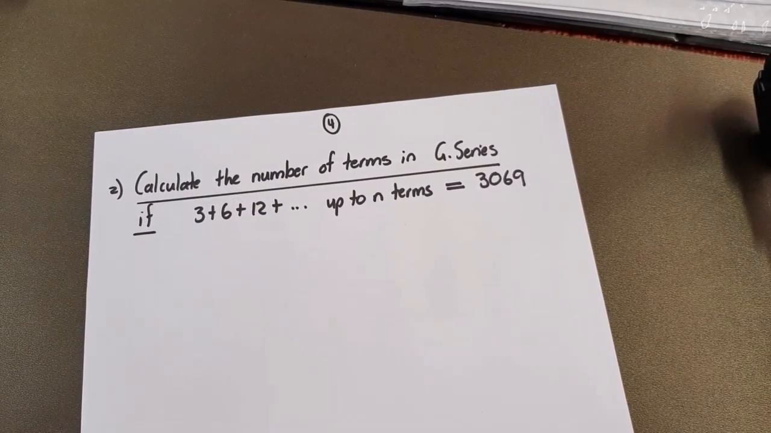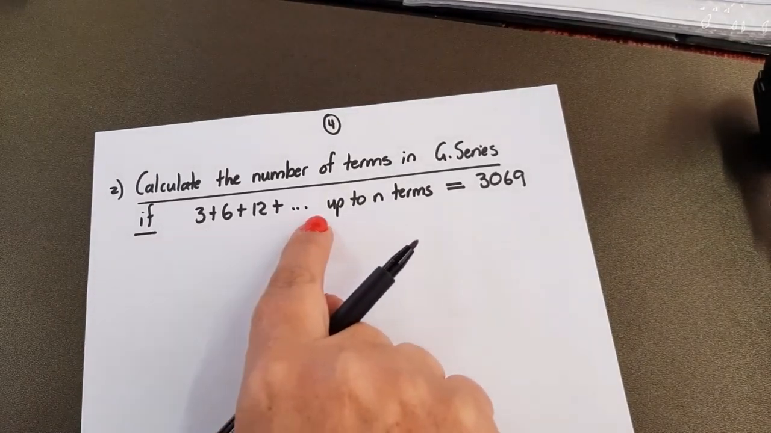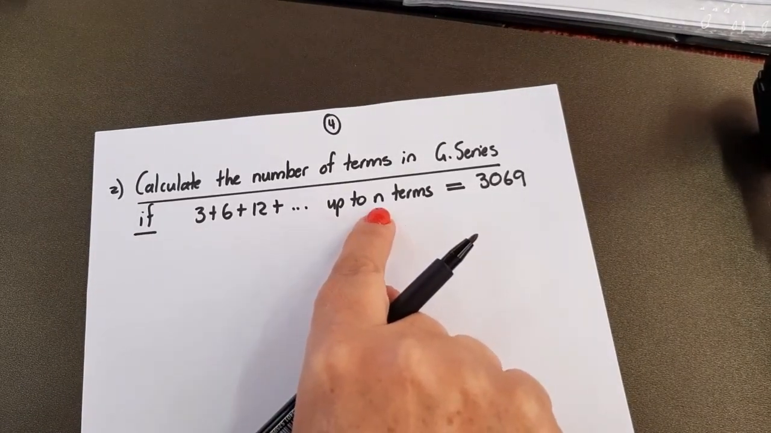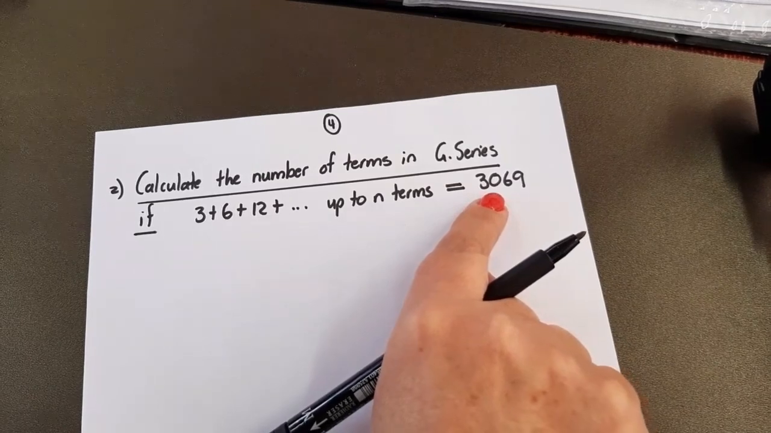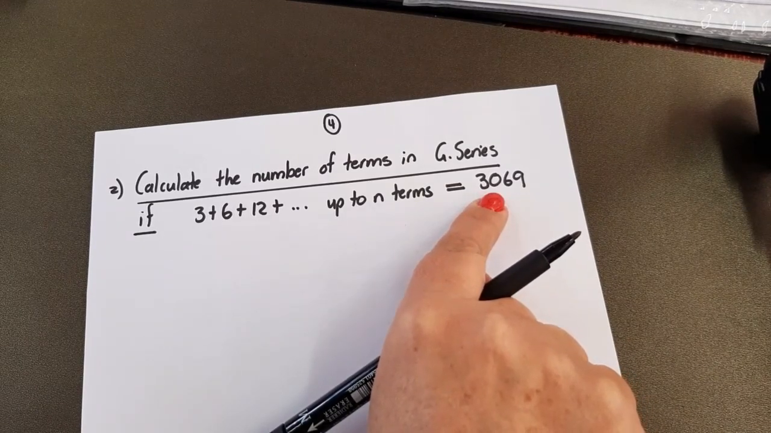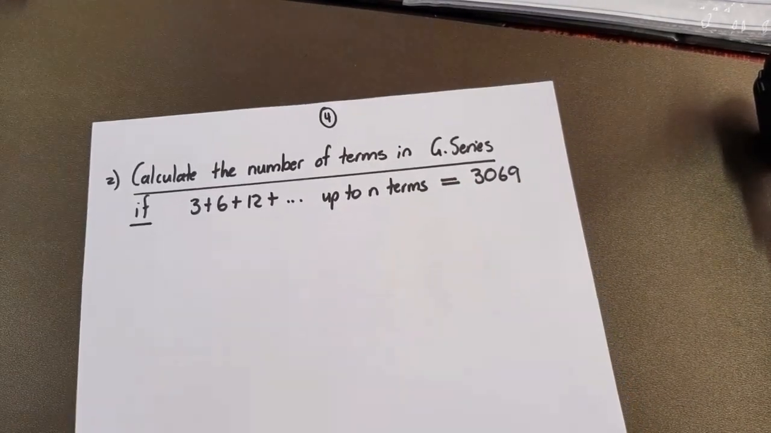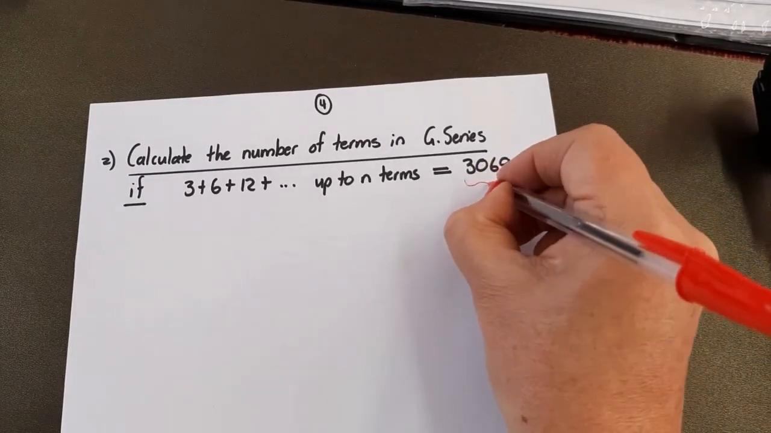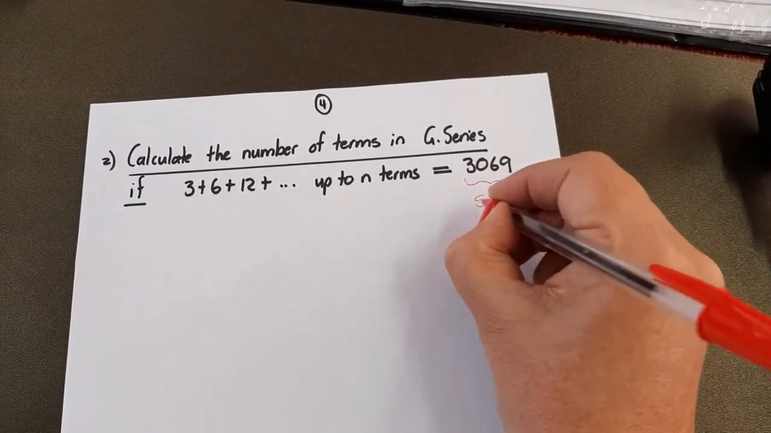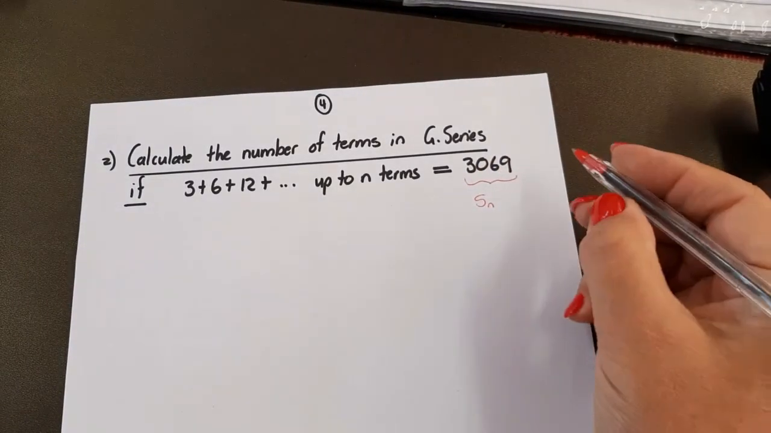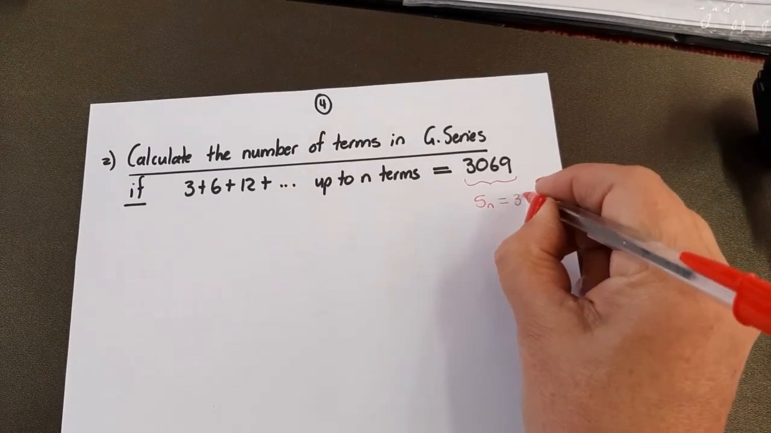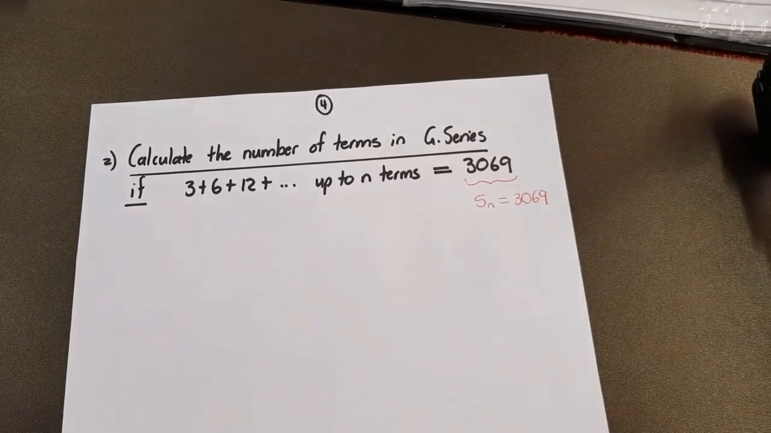Question number 2, they ask us to calculate the number of terms in a geometrical series if you add the series up until the nth term, and the answer will be 3069. So what they actually give you is this clue undercover. Sn will be 3069.